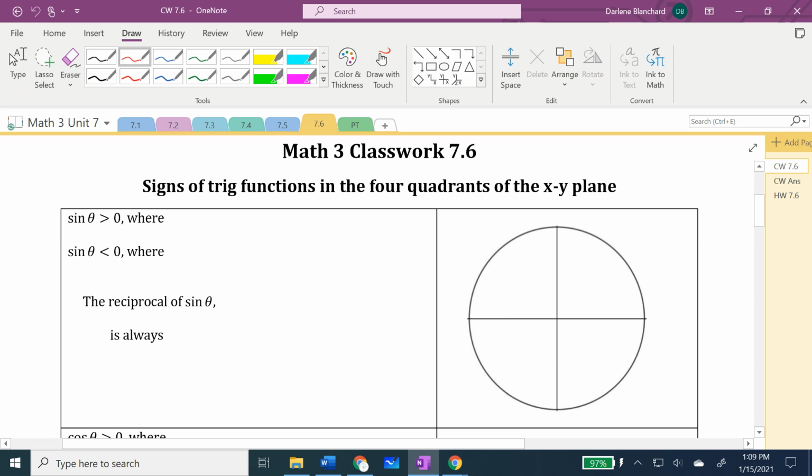Good. That means that sine is positive anywhere that y is positive, and sine is negative anywhere that y is negative. Now, if you look at the circle I have here, and you look at the quadrants, and you know that this is the origin right here, which of these quadrants have a positive y value? Which quadrants have a positive y value?